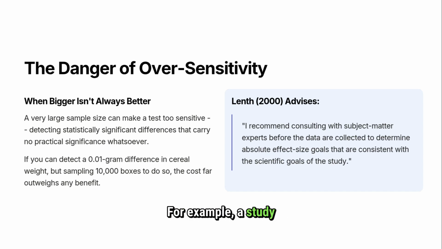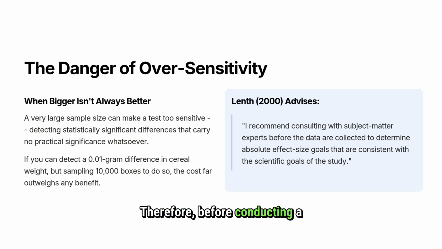For example, a study with a very large sample may identify a 0.01 gram difference in cereal weight as statistically significant. However, such a small difference may not affect product quality, customer satisfaction, or business performance. Collecting and analyzing thousands of samples to detect a trivial difference may result in unnecessary cost, time, and effort.